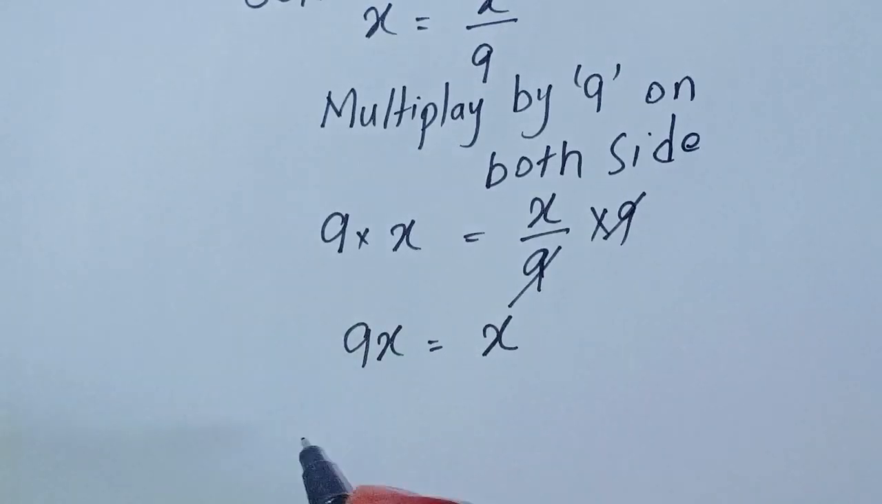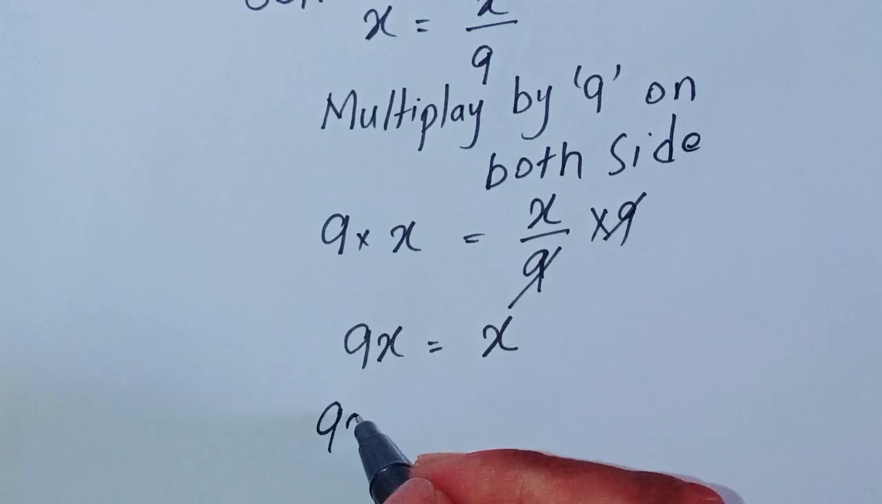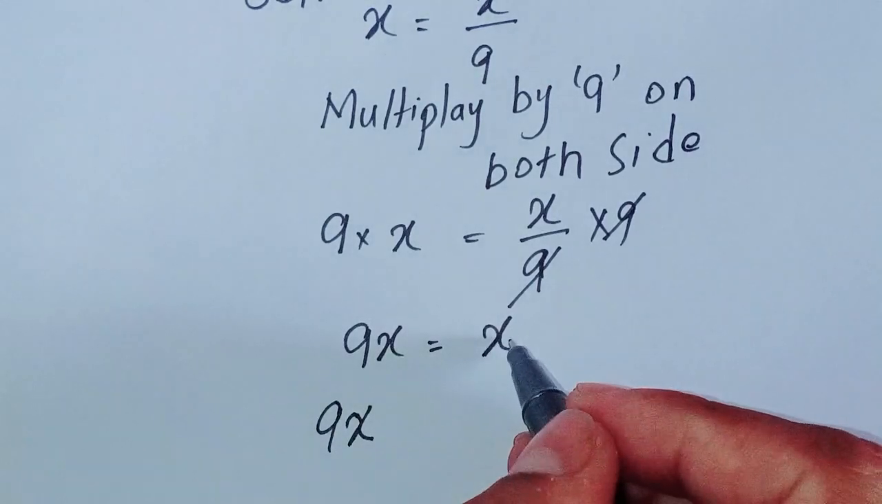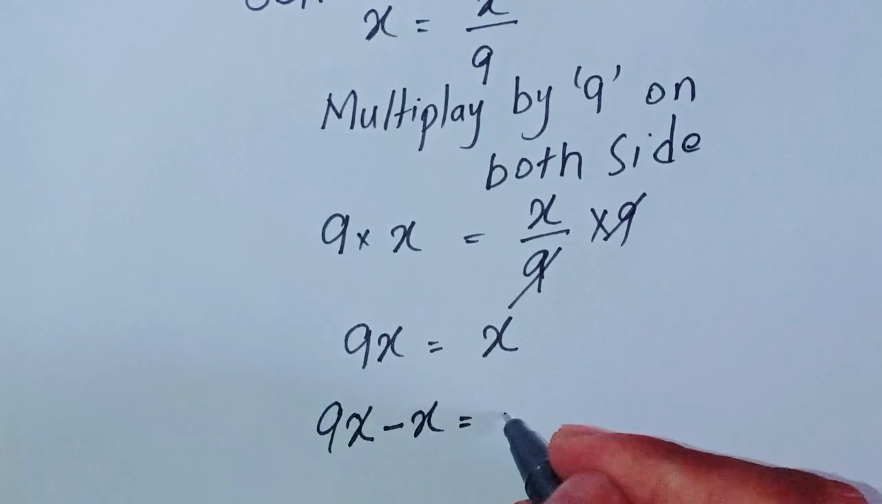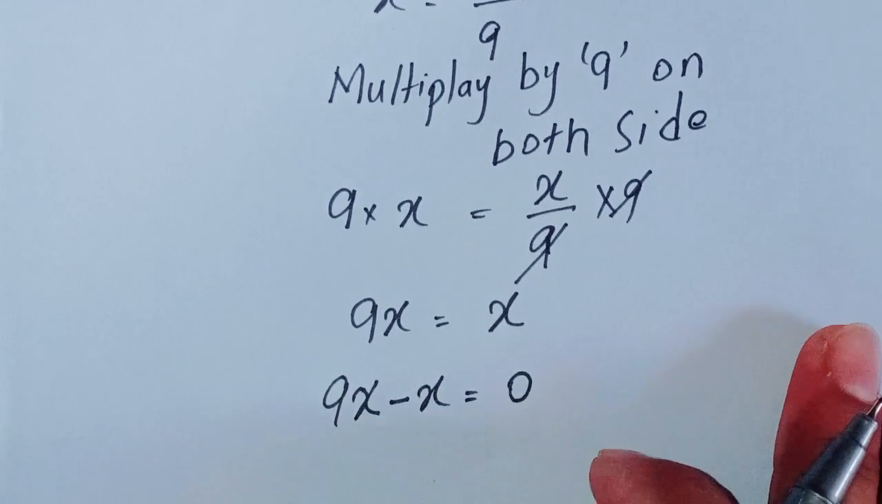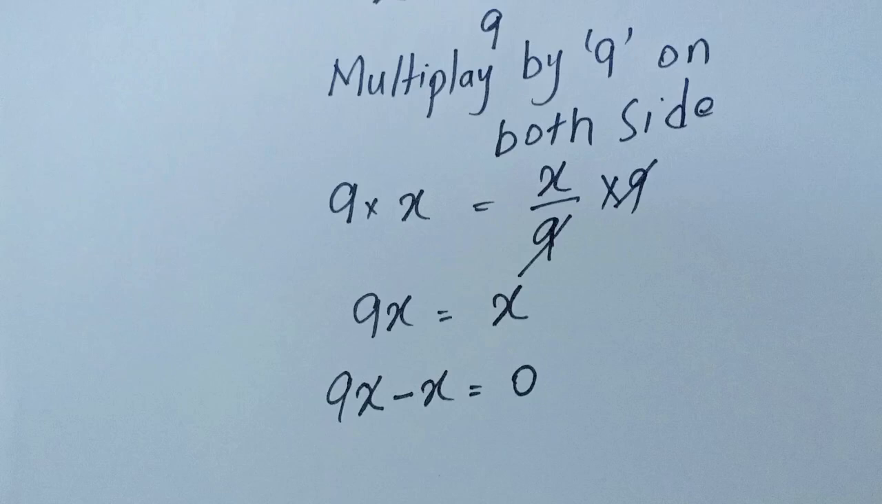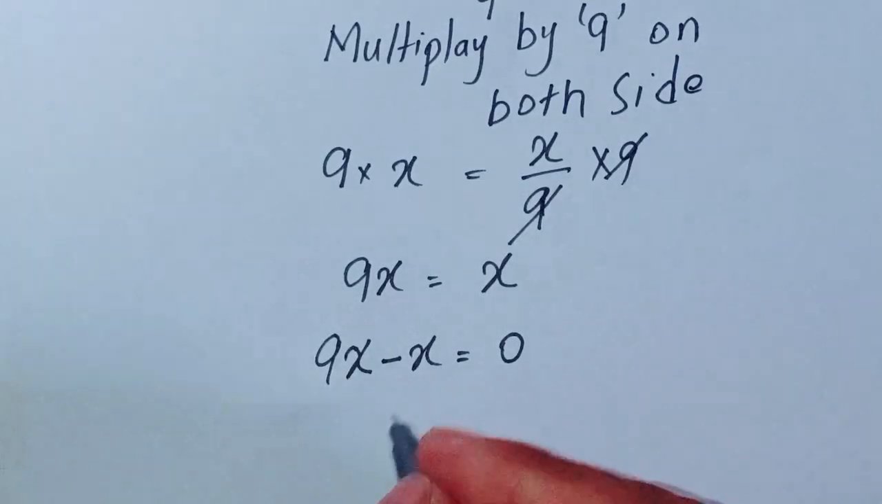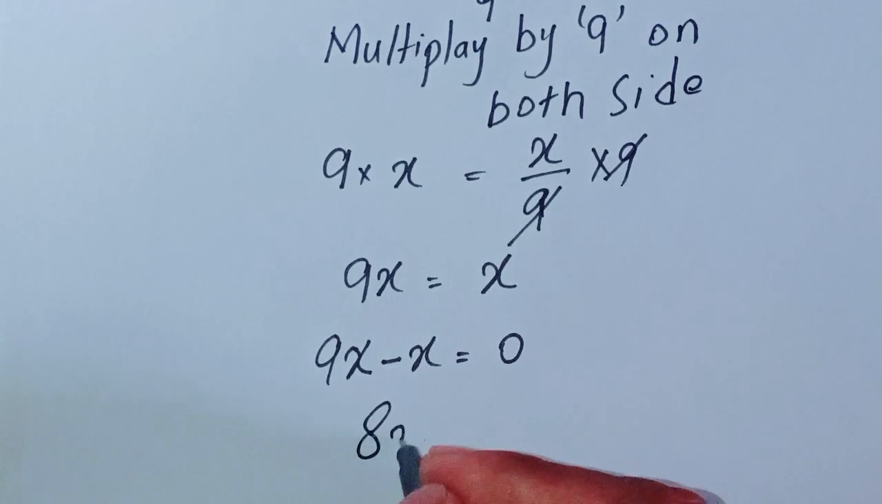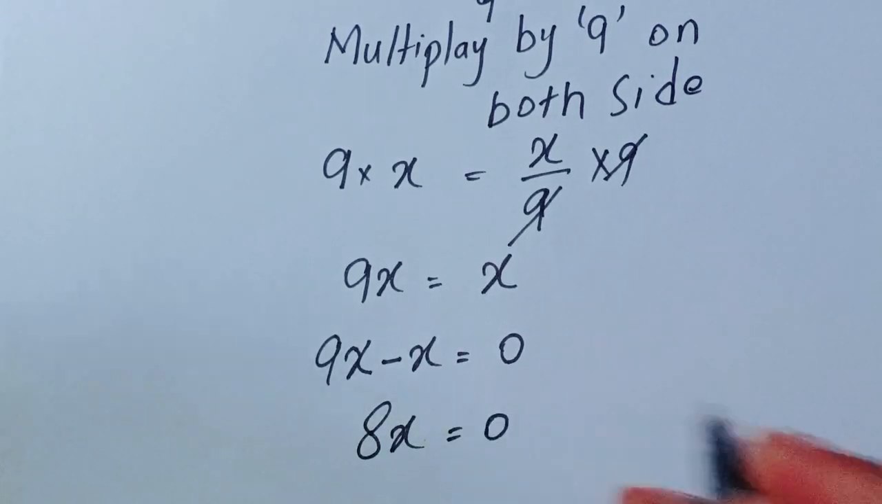Now 9x plus x minus x is equal to 0. So 9x minus x, 8x is equal to 0.